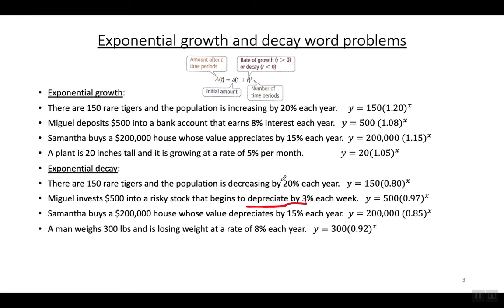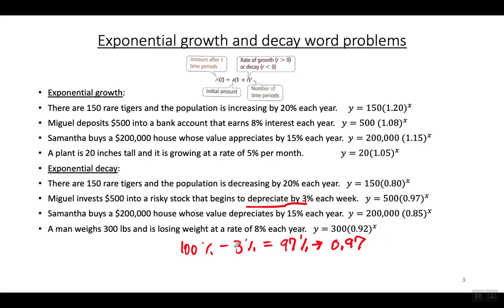3% each week. So you can think about it as 100% minus 3% equals 97%. And 97% as a decimal is 0.97. That's probably the easiest way to think about it now that I think about the two different ways to say it, all right? So let's think about it that way.